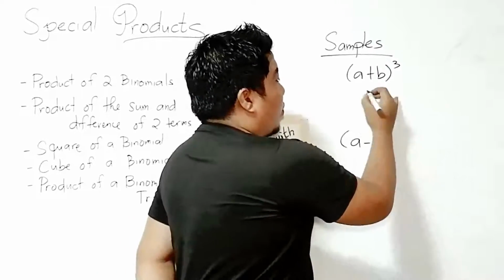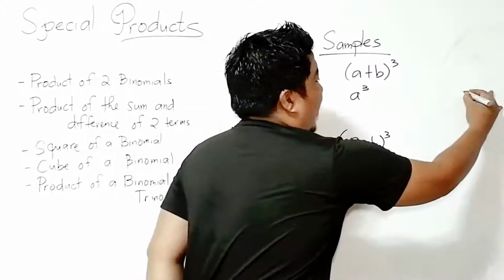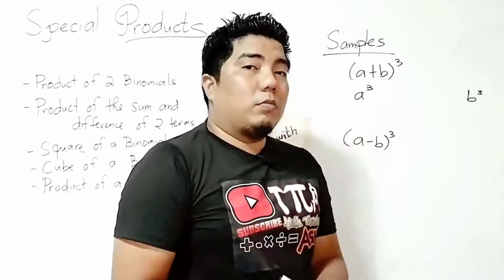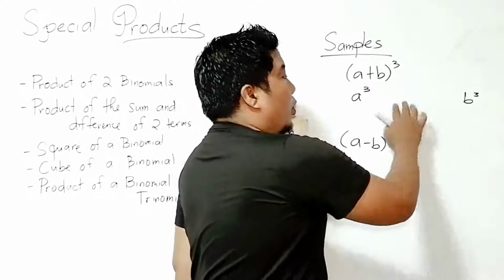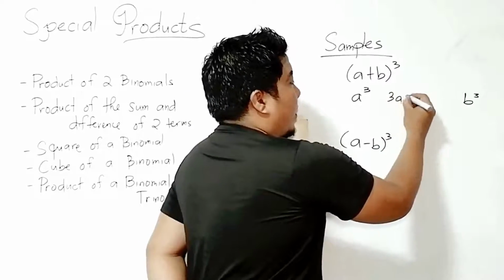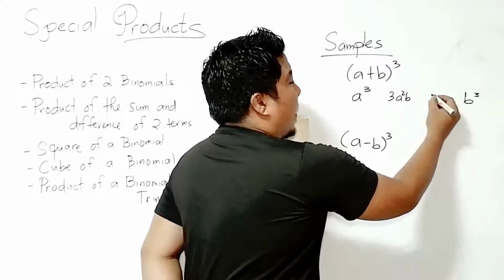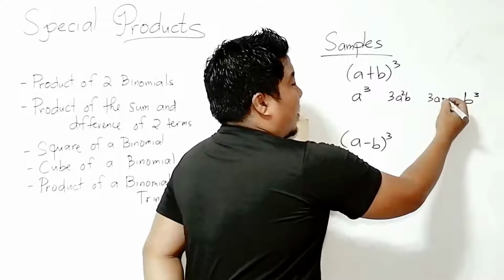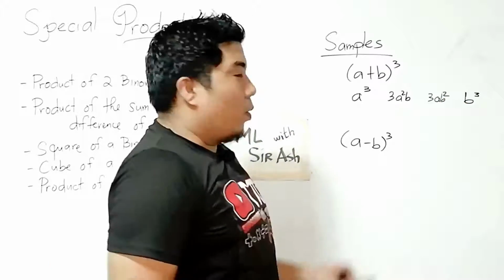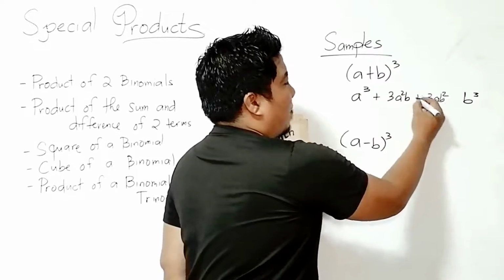What you need to do is get the cube of the first term and then the cube of the last term. Now, since we are talking about cubes, there will be two more terms here. What are the two more terms? That will be thrice the square of a times b, and then thrice the product of a and b squared. So, what are the signs? Since these are all positive, that is plus.